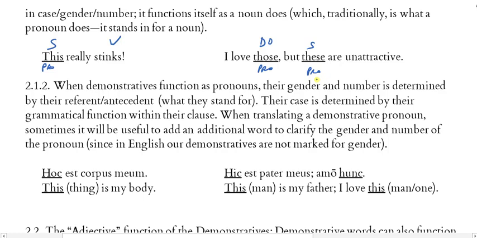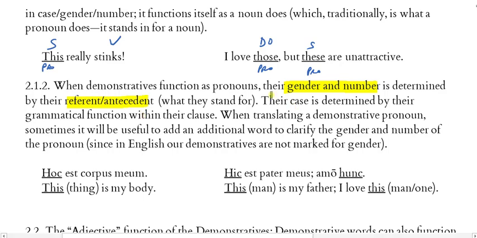So when demonstratives function as pronouns, they're going to have case, gender, and number. And this is really important. Their gender and number are determined by their referent or the antecedent. What do they stand for? So when I say I love those, I have to make a gender number choice in Latin. What does those refer to? If it's a masculine plural noun, then I'm going to use a masculine plural form of those. Okay, so the gender and number is always determined by what their referent or antecedent is, what they stand for.